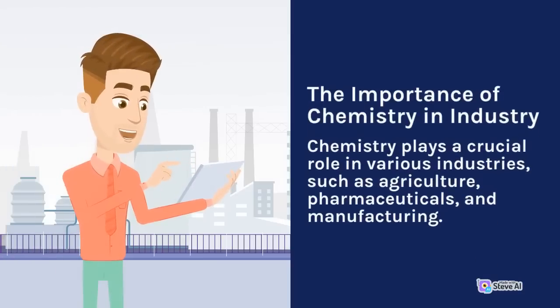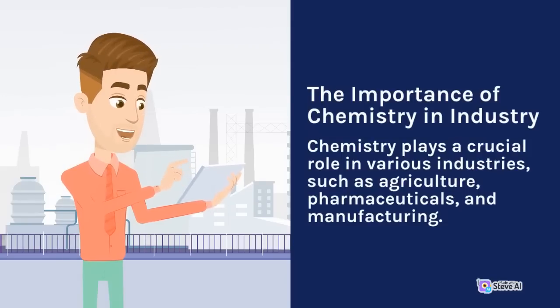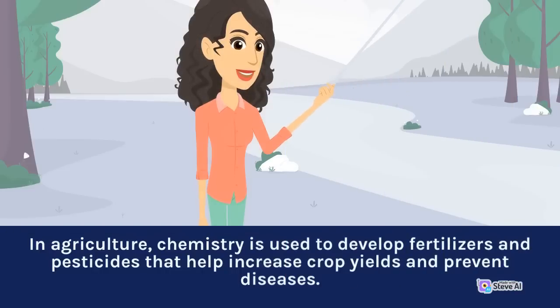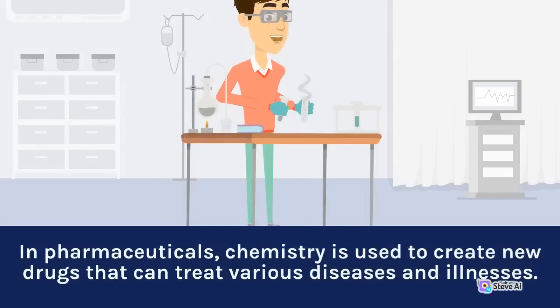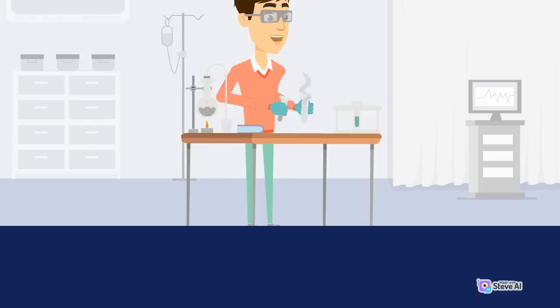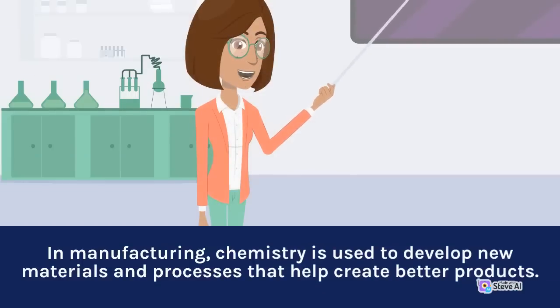The importance of chemistry in industry. Chemistry plays a crucial role in various industries, such as agriculture, pharmaceuticals, and manufacturing. In agriculture, chemistry is used to develop fertilizers and pesticides that help increase crop yields and prevent diseases. In pharmaceuticals, chemistry is used to create new drugs that can treat various diseases and illnesses. In manufacturing, chemistry is used to develop new materials and processes that help create better products.